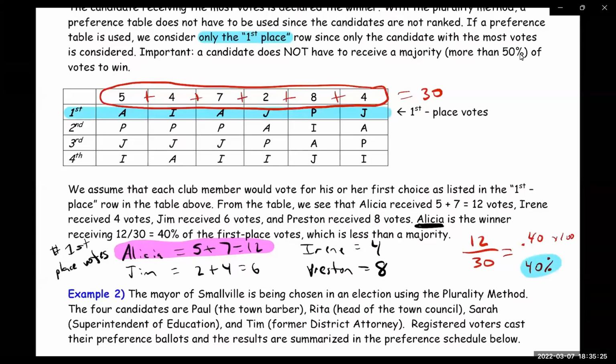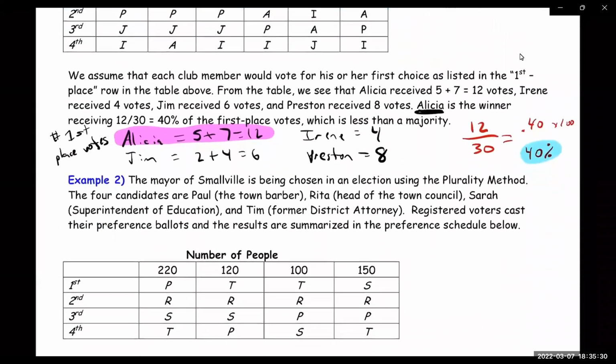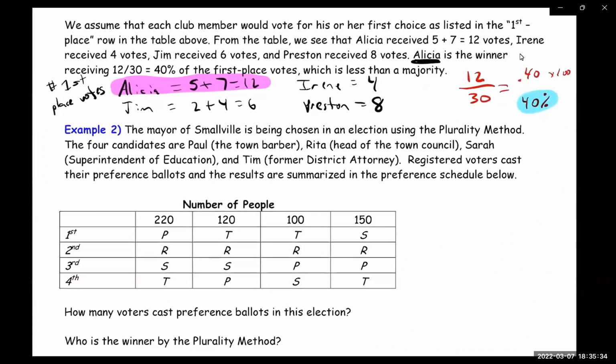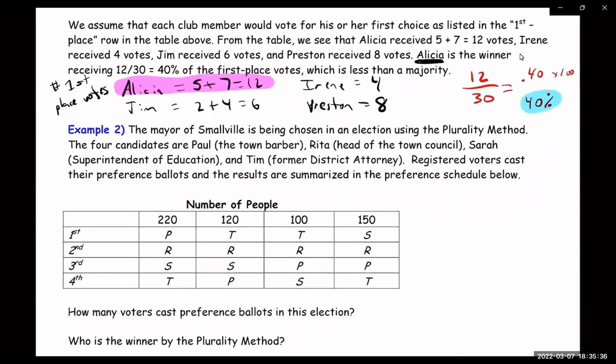So, all right, let's look at a different example. The mayor of Smallville is being chosen in an election using the plurality method. So once again, plurality. The 4 candidates are Paul, the town barber, Rita, head of the town council, Sarah, superintendent of education, and Tim, former district attorney. Registered voters cast their preference ballots, and the results are summarized in the preference schedule below.